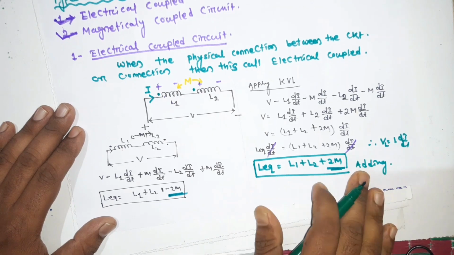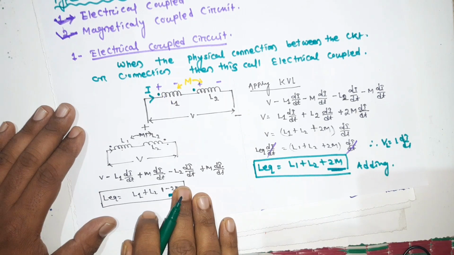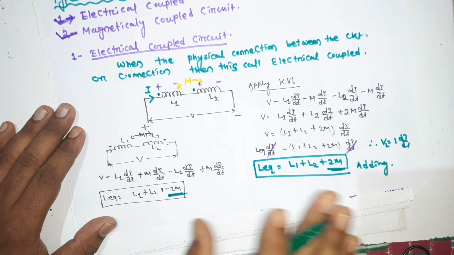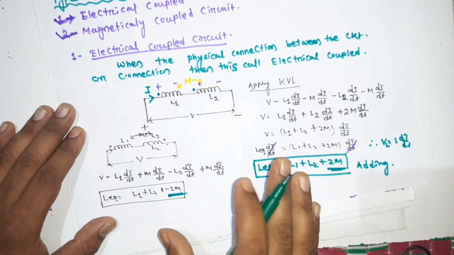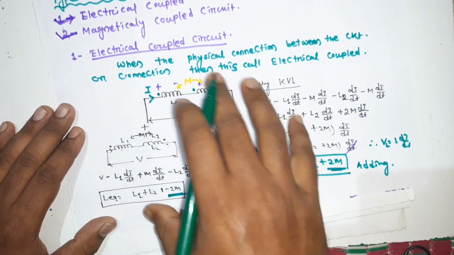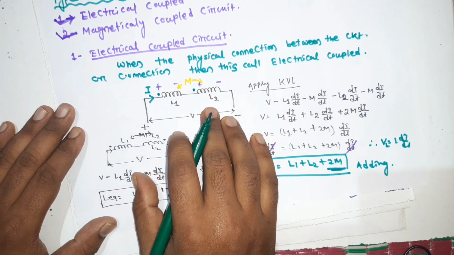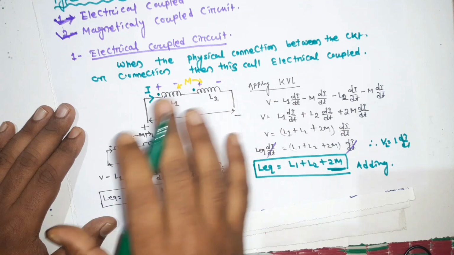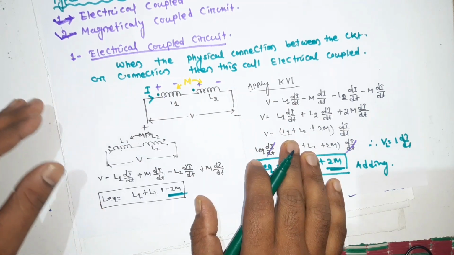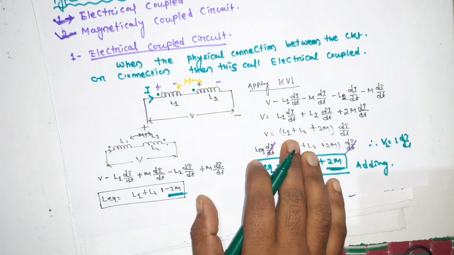This is the adding type and this is the opposing type. In our next video we will discuss the problems related to this type of dot convention, so you can clarify your doubts. Next we are going to discuss the magnetically coupled circuit.